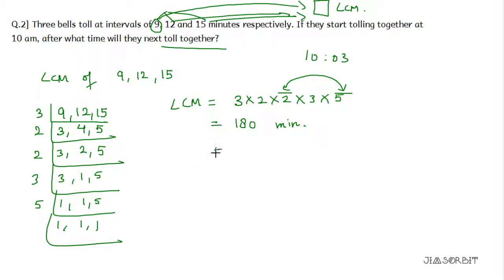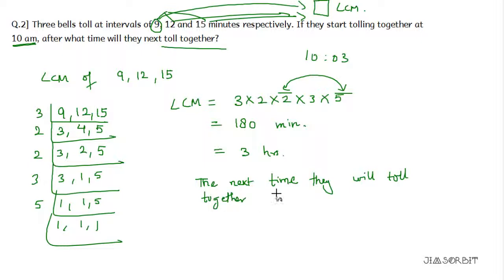Now 180 minutes is how many hours? It is 3 hours. Hence, if they have tolled together at 10, the next time they will toll together will be 3 hours after 10. So that will be 10 plus 3, 13 hours. 13 hours in normal AM and PM format is 1 PM. Okay, so the next time they will toll together is at 10 plus 3 hours. I'm writing in 24 hours format. So 13 hours, which is 1 p.m.